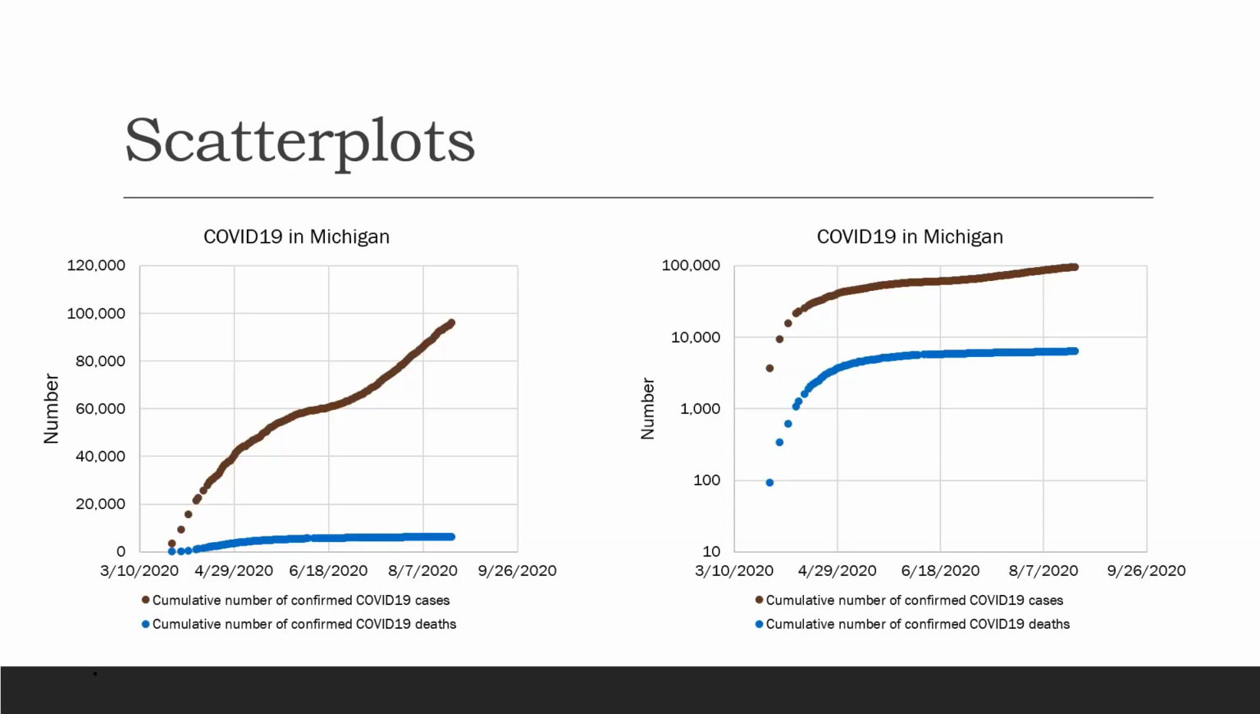Another thing to think about is, how do you present the data? This is the exact same data. They're both scatter plots. The difference is I have a linear scale and I have a log scale. The blue are COVID deaths, the brown are confirmed cases. It's harder to see that the trends for death mimic that of cases if I look at the first graph. If I look at the second, it's a little more obvious. You can see that leveling off.